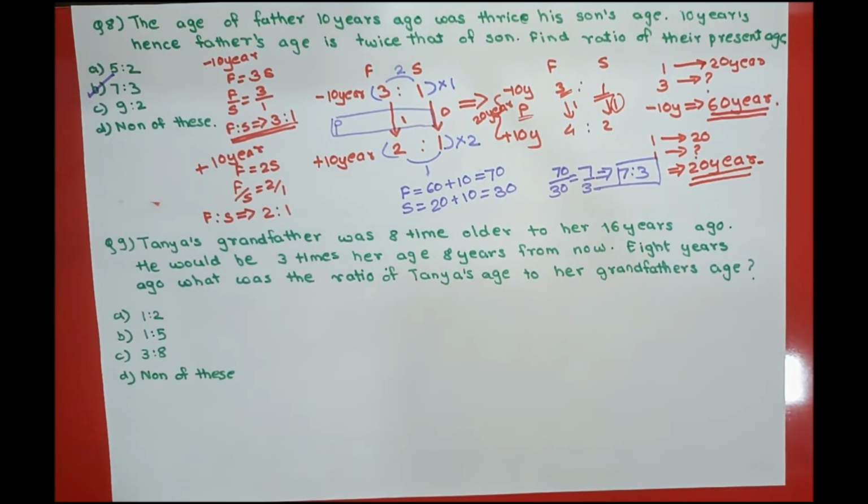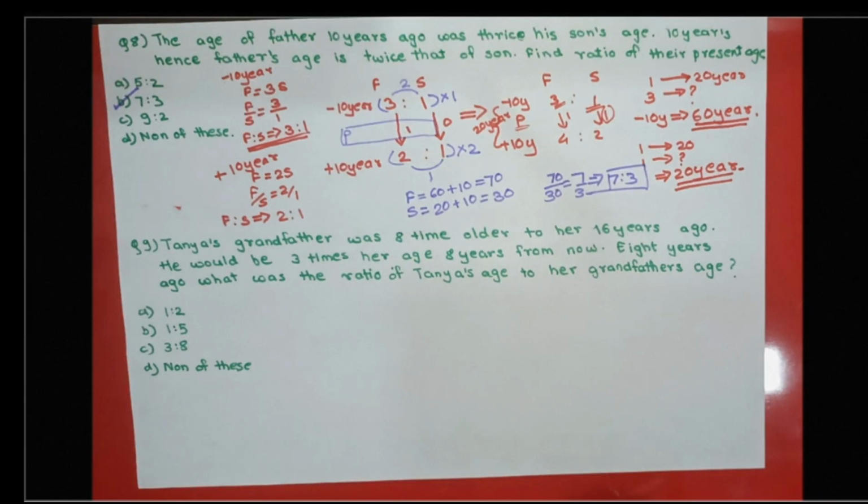Let's look at the next question. Tanya's grandfather was 8 times older to her 16 years ago. He would be 3 times her age 8 years from now. 8 years ago, what was the ratio of Tanya's age to her grandfather's age? Please try to solve this question and put the answer in the comment section.